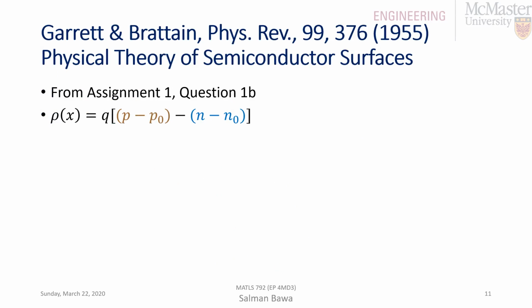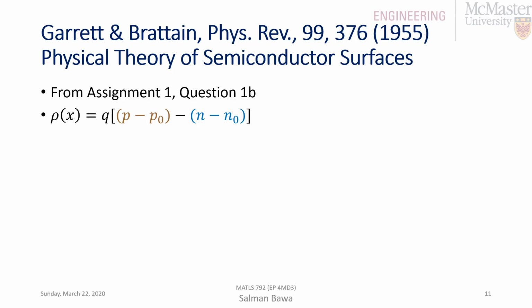Now let us try to get the same shape of the graph using expressions we learned from the paper by Garrett and Brattain, except that we will have to derive the expression using contemporary symbols before we can relate it back to the symbols used by Garrett and Brattain in 1955.